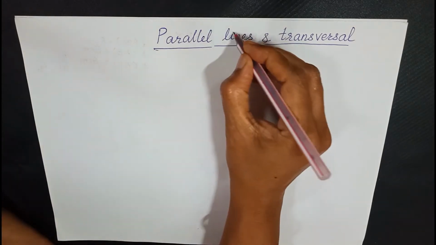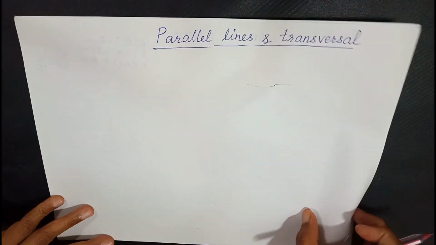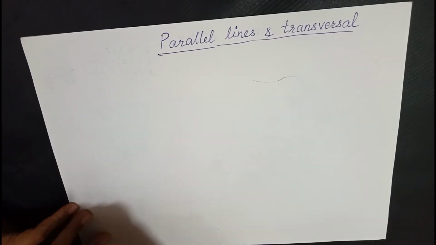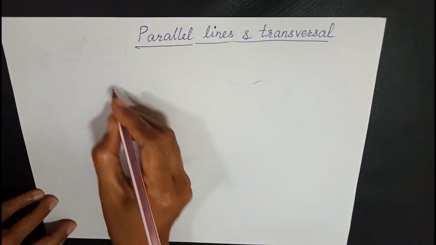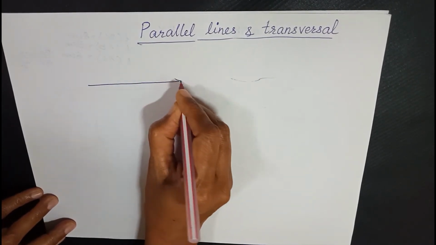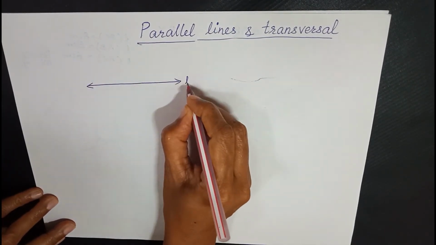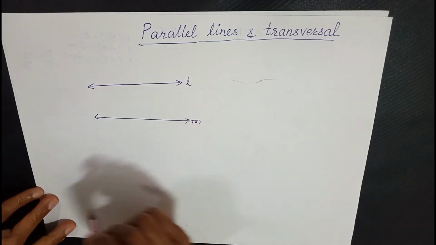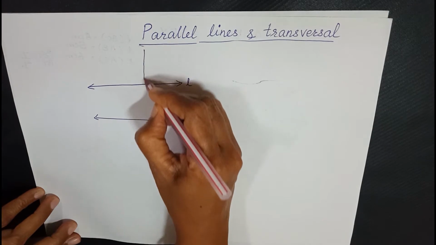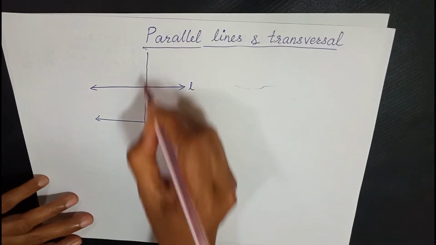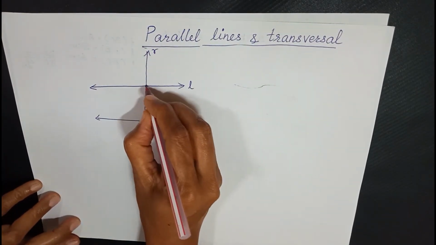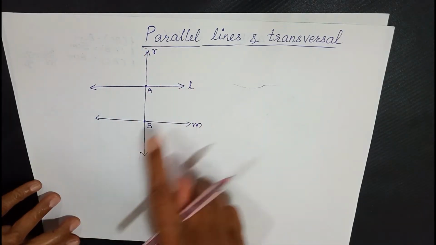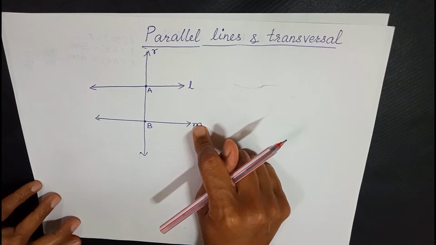Today we start with our second lesson, which is parallel lines and transversal. So before we proceed, let's very quickly recap the meaning of transversal. In lower classes you must have seen that when you have two lines, let us say line L and line M, and a third line which is cutting both of these lines in two different points, let us say A and B, such a line which cuts the two lines is called a transversal.